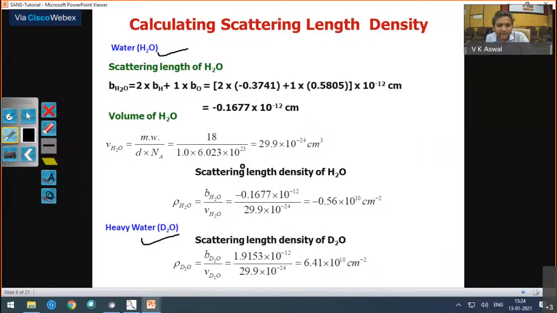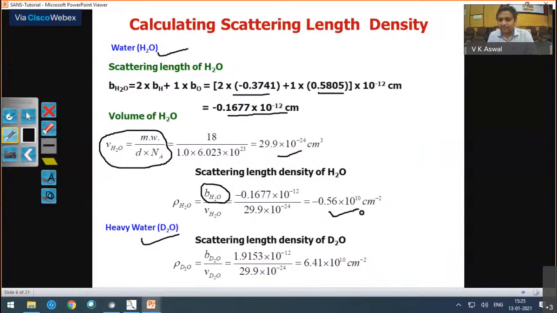So how to do the solvent scattering length density calculation? The formula is simple. One has to have this b, the sum of scattering lengths of H multiplied by 2, plus O, and the volume of this molecule. So how to calculate the scattering length of H2O? This is two atoms of hydrogen plus one atom of oxygen. These values are very much available in the literature. Then the volume of H2O: one can do very simple calculations to get this formula. This is molecular weight divided by density and Avogadro number. The molecular weight of H2O is 18, density 1, Avogadro number. We get this. Simple division will lead to this scattering length density, and for heavy water, it will be like this.